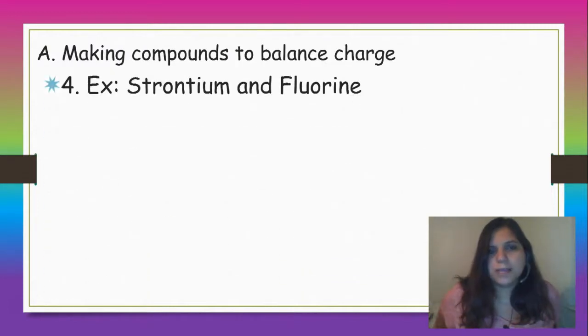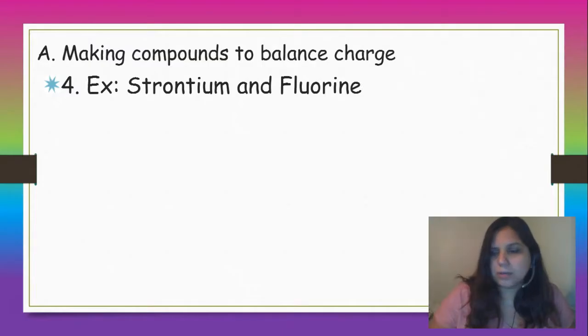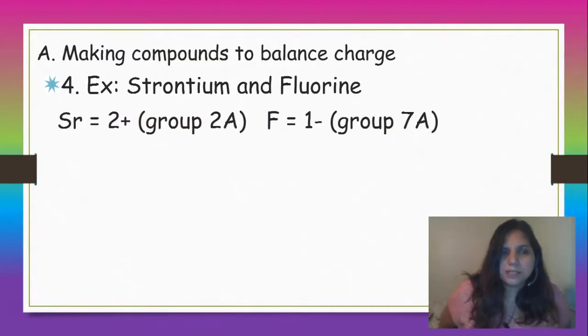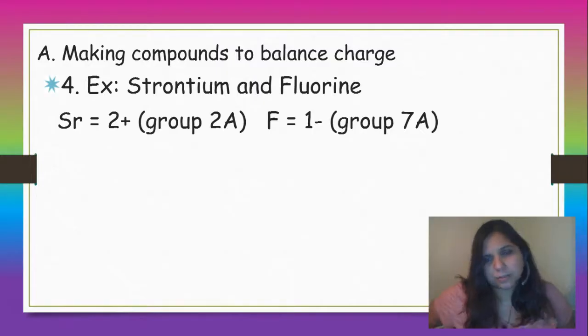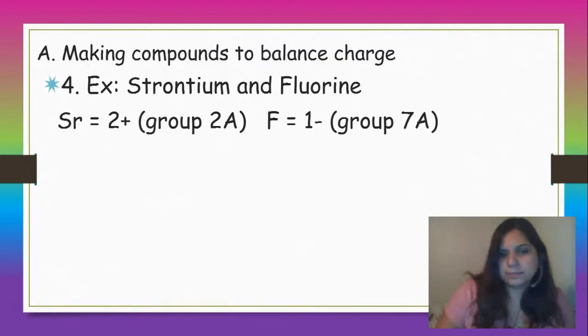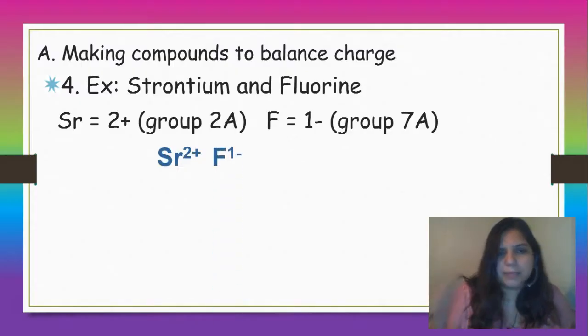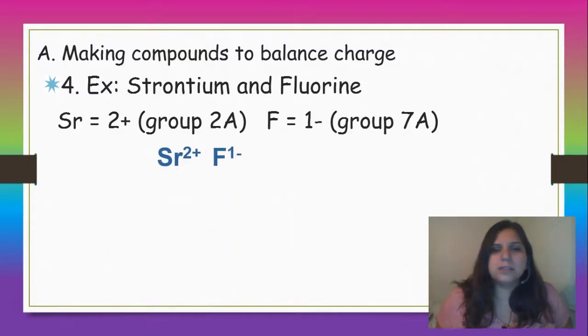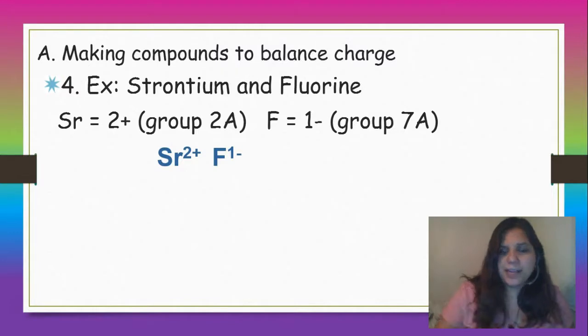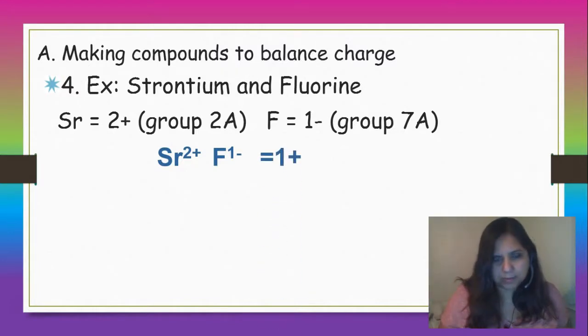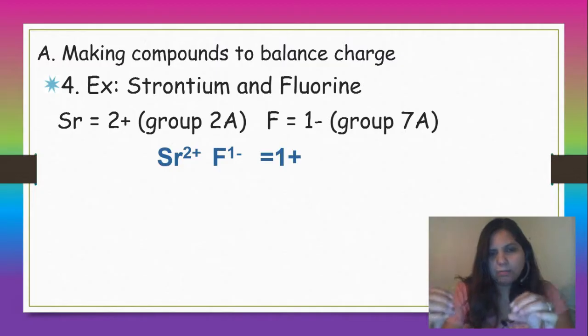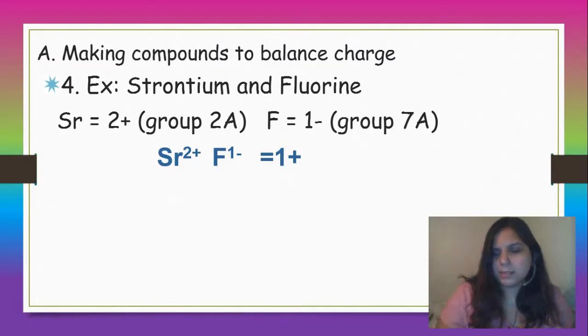So we'll do strontium and fluorine. First thing we need to know is what column they're in on the periodic table, and that would give us the charge that they're going to be. So since strontium is in group 2A and fluorine is in group 7A, we can figure out their charges. And then I'm just going to write them next to each other just to see what they would look like with their charges. Now, we're trying to get an overall charge of 0. When I add these two together right now, they would add up to be plus 1. That's plus 2, and 1 minus added together would give me 1 plus.